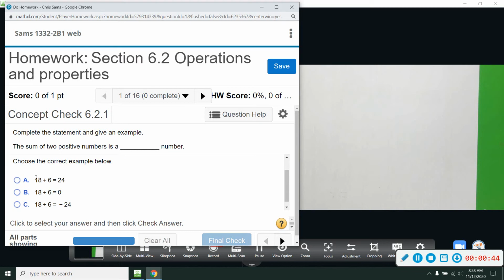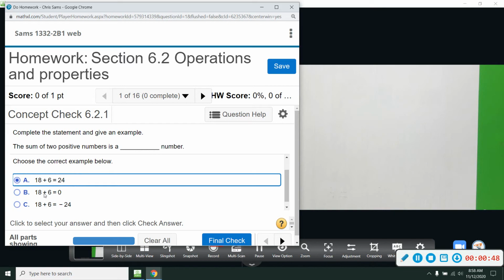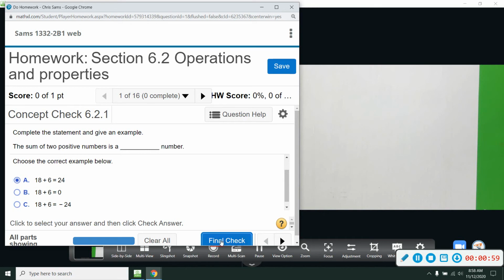All right, so we have 18 plus 6 is 24. That is true. If you look at the others, one says 0, and this one says negative 24. So this is the one that's showing you positive. That's the only one that's positive. 0 is neutral. Negative 24 is negative.